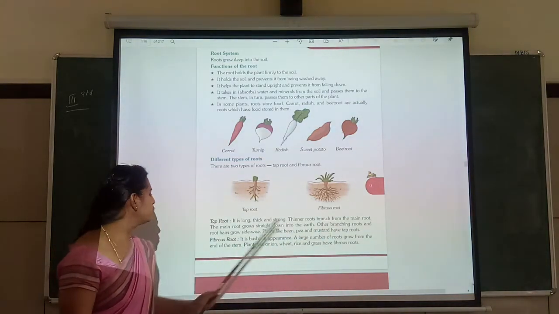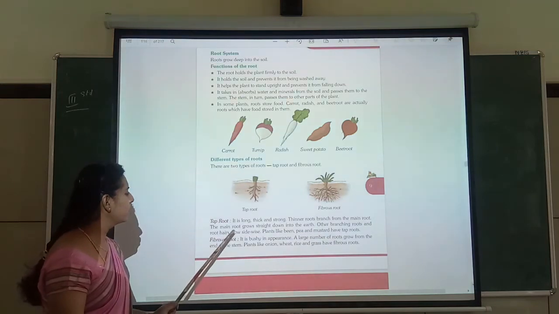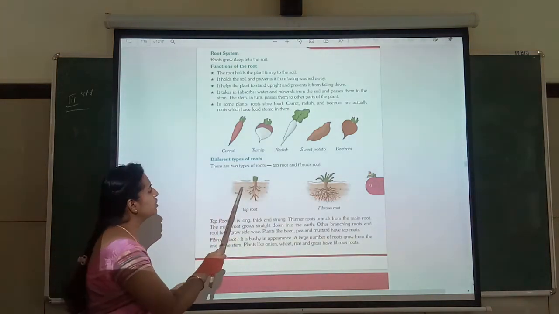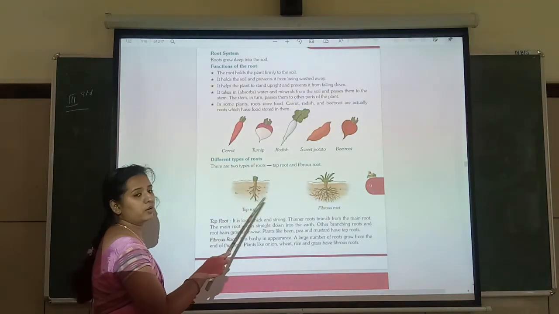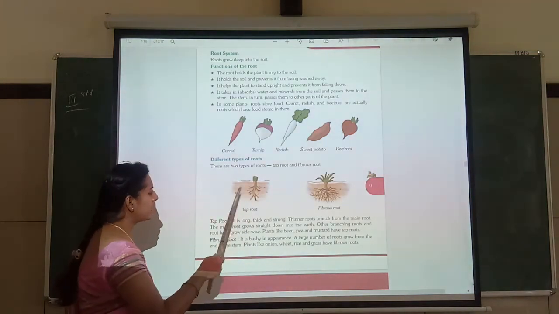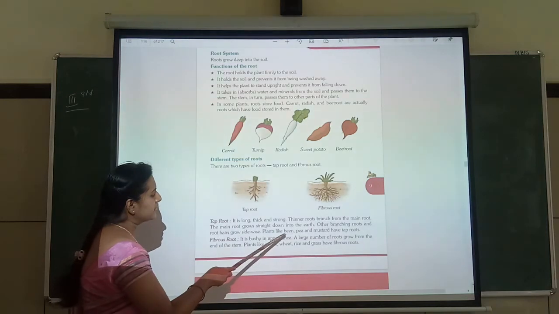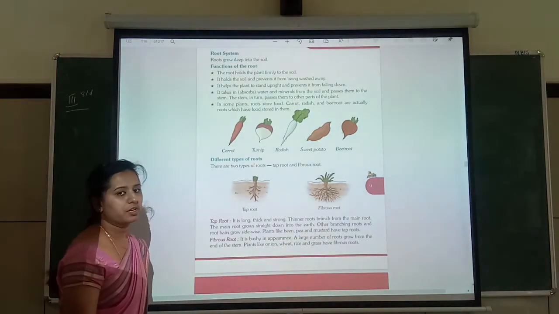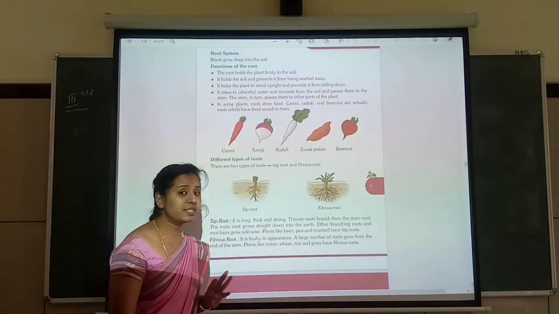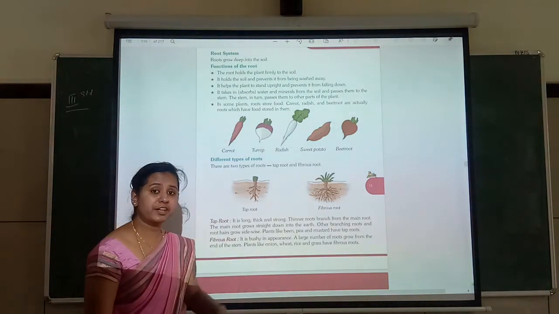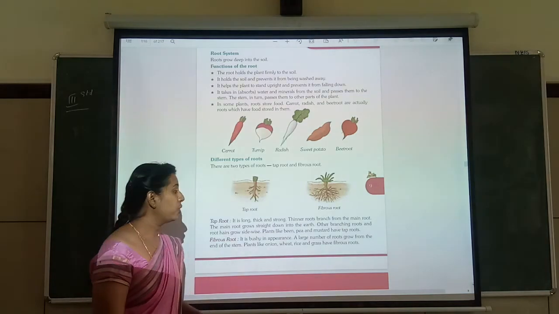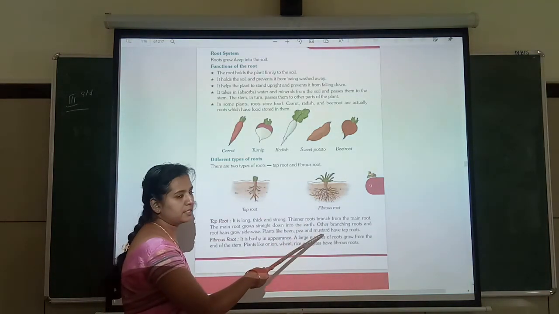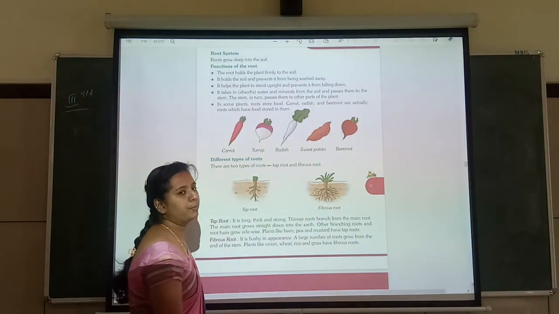Other branch roots and root hairs grow sidewise, only like this. You can see a small hair. This is called a root hair, okay? It grows to the side. Plants like beans, peas and mustard have tap roots. Which plants have tap roots, which grow straight and deep into the soil? Beans, peas and mustard have tap roots.